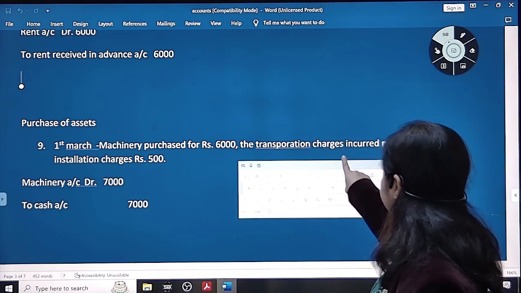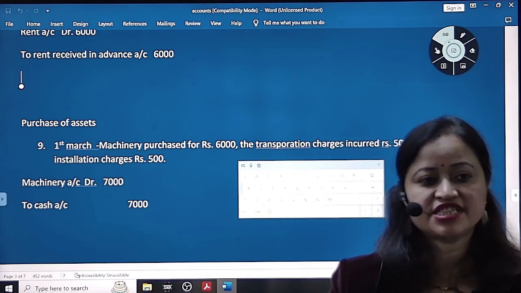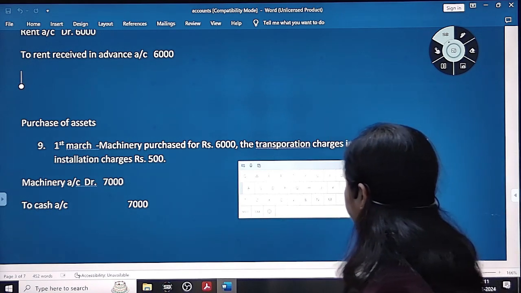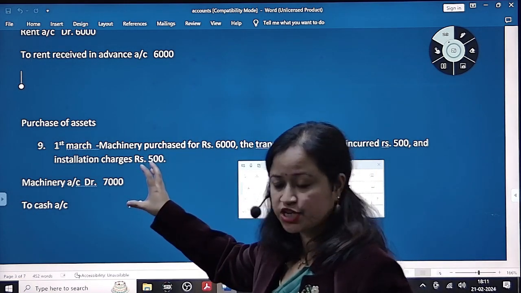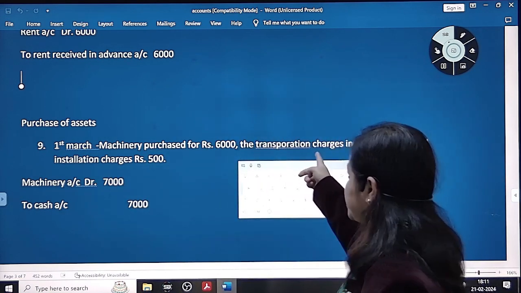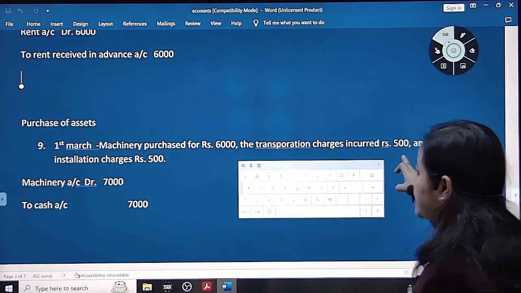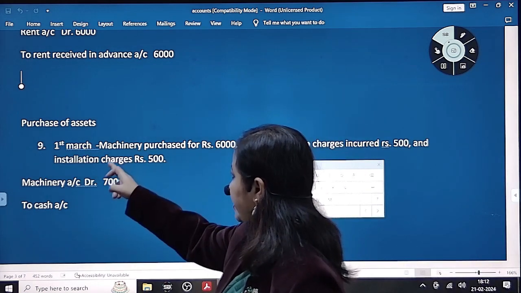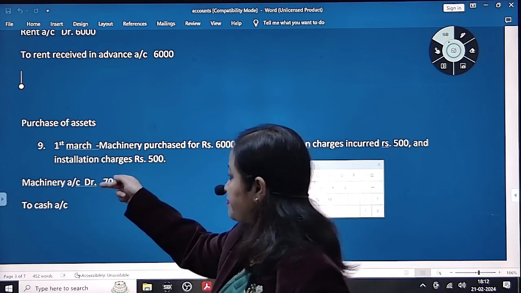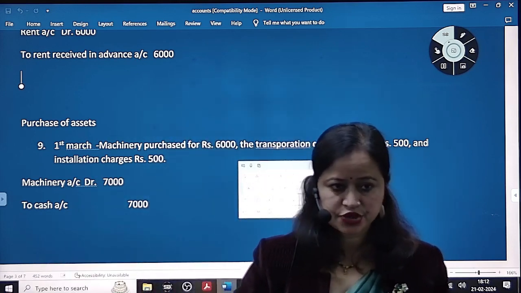And with that, whenever you are purchasing any asset, whatever the charges, like transportation charges or installation charges, will be related to that particular asset only. So we will not give different entry for installation and for transportation. Altogether it will be 6,000 plus 500 for transportation charges and 500 for installation charges. So whenever machinery is purchased, the machinery is coming into the business, so machinery account debit 7,000 to cash account 7,000. Fine, understood? Okay.